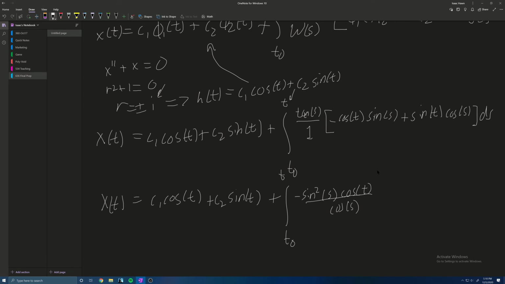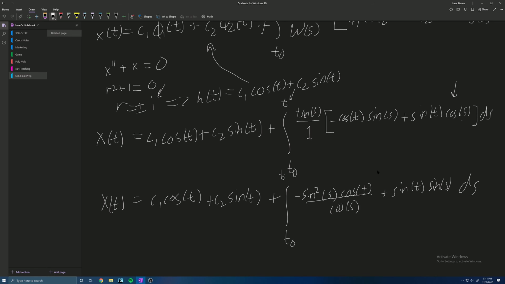So distributing this tangent here, there will be a cosine of s up here in this part right here, and then there will be a cosine of s in the denominator, this tangent part. So we can just say that that will be sine of t, sine of s, I believe. Yeah. ds. And this will be our general solution.